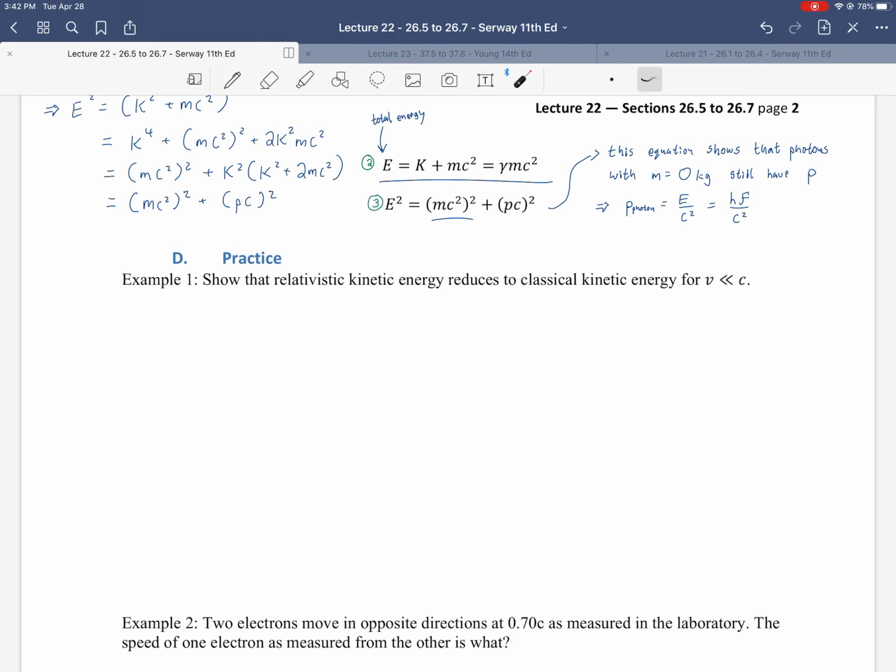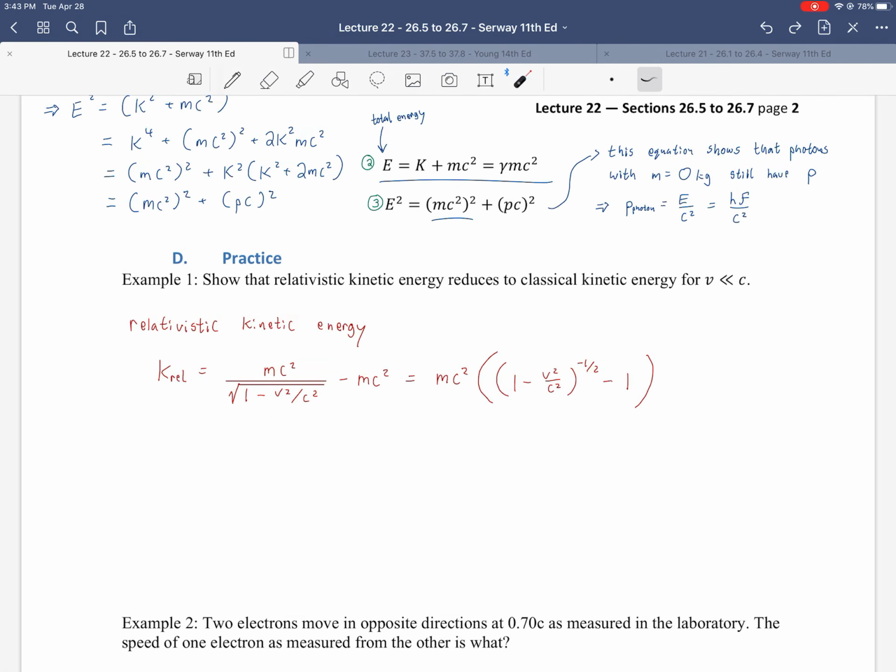All right, so let's take a look at example 1. This is less of an actual particular example and more of just a little proof, but I thought it was very relevant. I asked you to show that relativistic kinetic energy reduces to classical kinetic energy for v much, much less than c. All right, so let's show that.